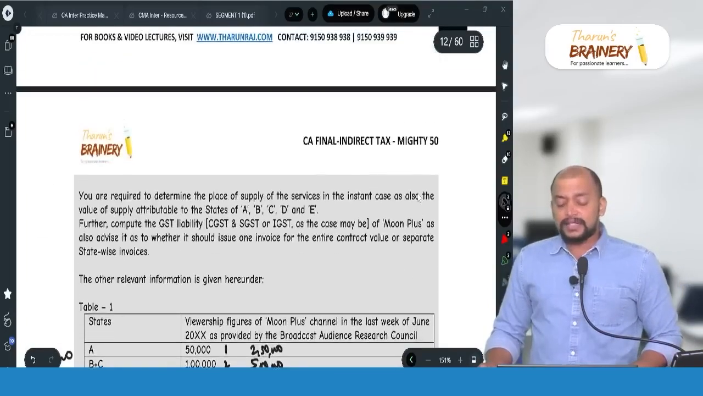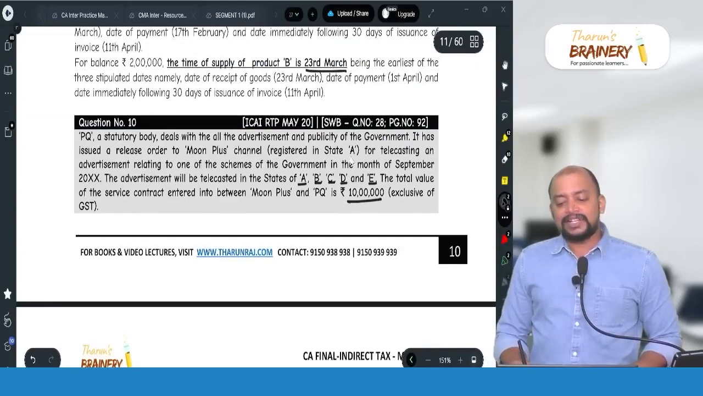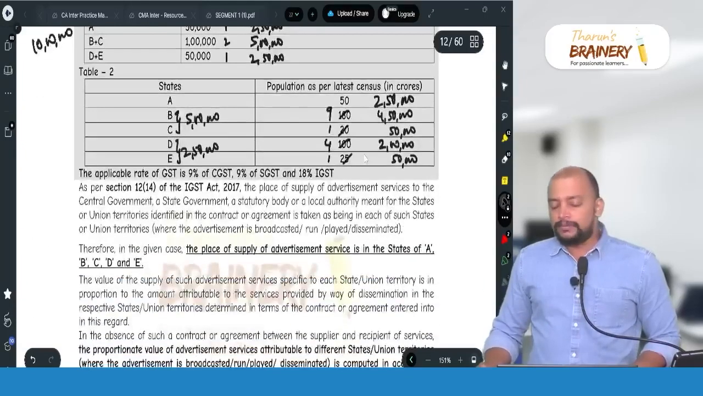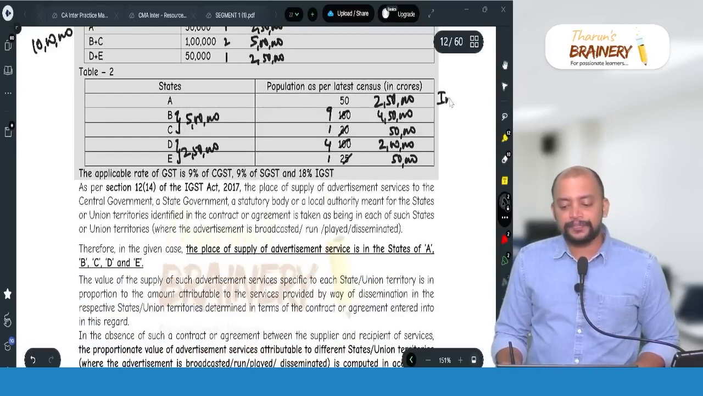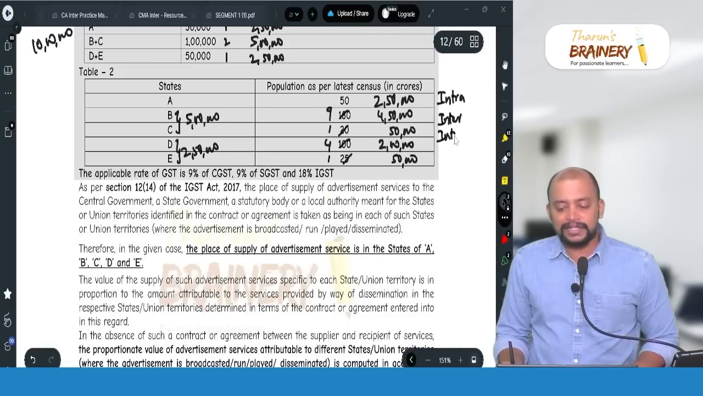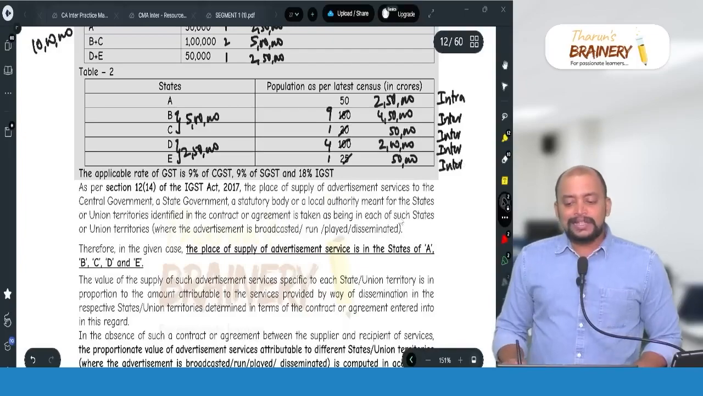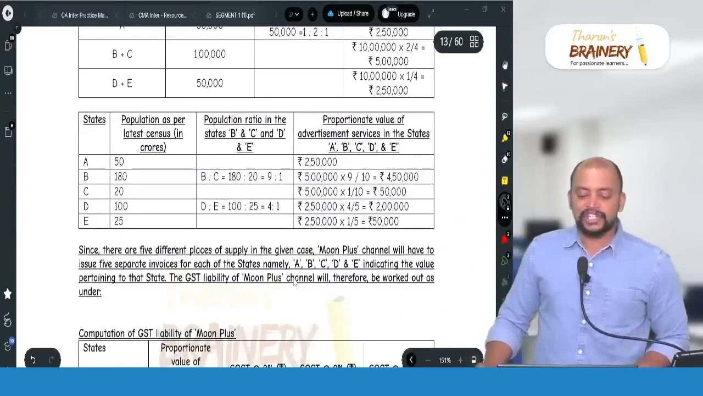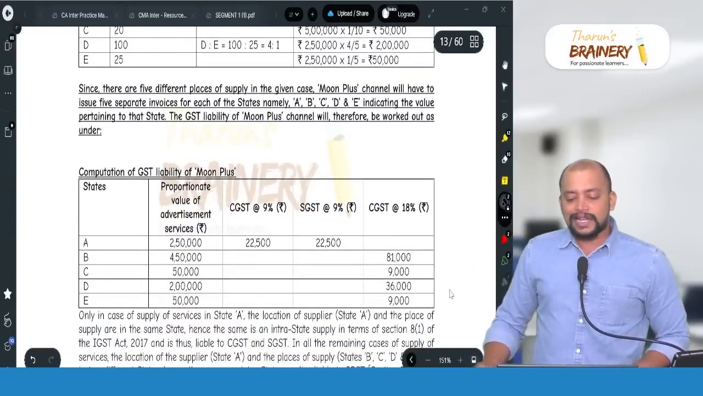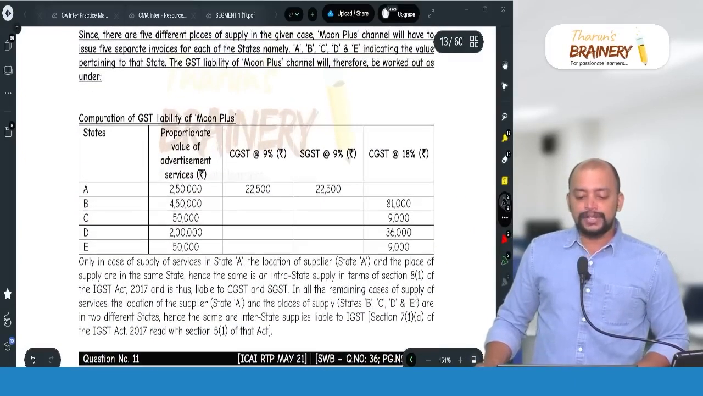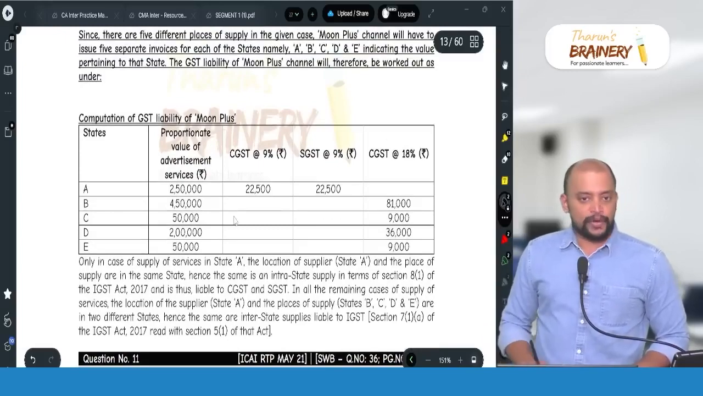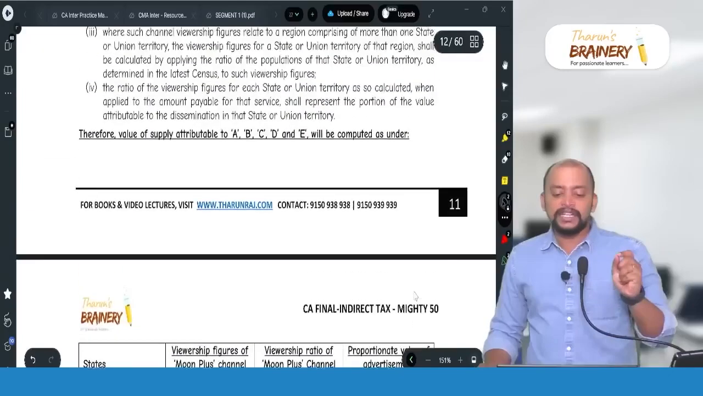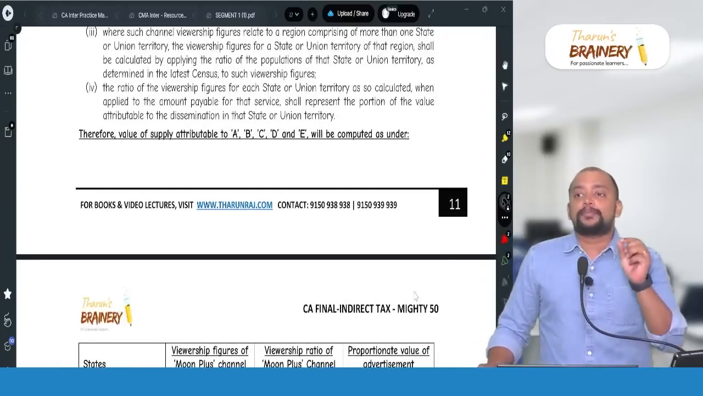And where is this Moon Plus located? Moon Plus channel is registered in A, and the first one will be intrastate, and all others will be interstate. Accordingly, the GST liability needs to be determined, the rate of GST. So first case, 2 lakh 50,000 into 9%, 9% CGST, SGST, and all other cases it is 18% IGST. So they need to give multiple invoices. A simple question only, but you need to know what is the basis of apportionment.